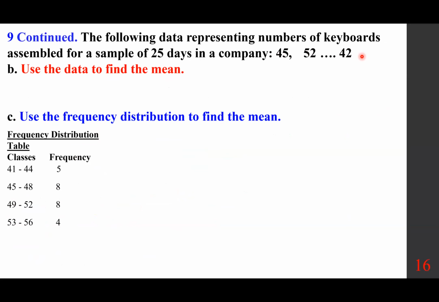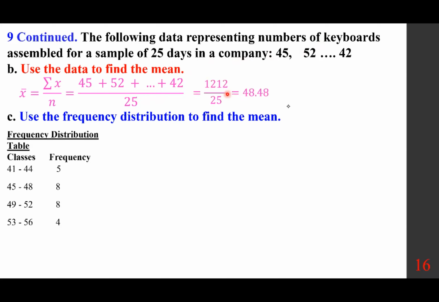There were 25 pieces. So X bar is summation of x over n. I didn't even look at the ranked one. 45 all the way to 42, this is another ranked one, divided by 25. And we know precisely it to be 48.48. We can calculate the x bar because we have every piece of data.